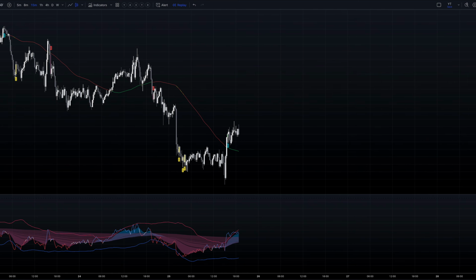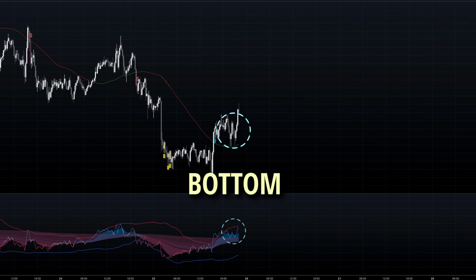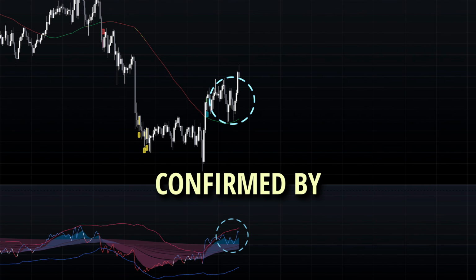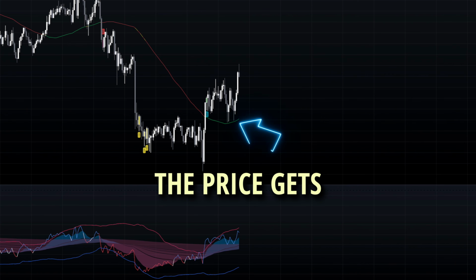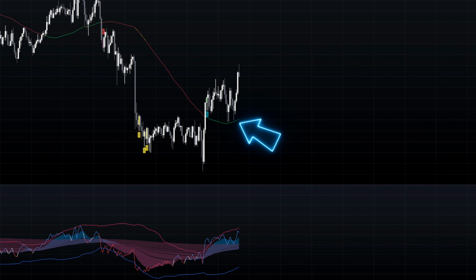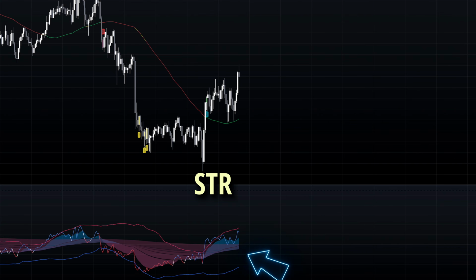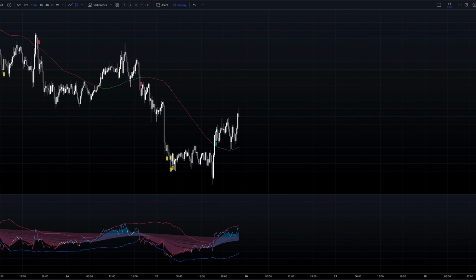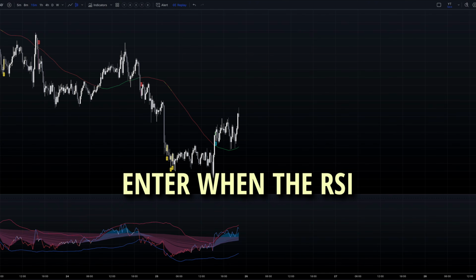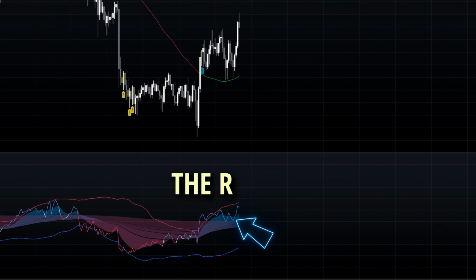The retest occurs here, forming a perfect double bottom on the price chart, which is also confirmed by the TP RSI. The price also gets nicely rejected by this SMA here. Notice that all the bands of the ribbon have turned blue, signaling a strong trend, and the RSI has also formed a double bottom. For a more aggressive trading approach, you can enter when the RSI is first rejected by the ribbon, while both are colored blue.